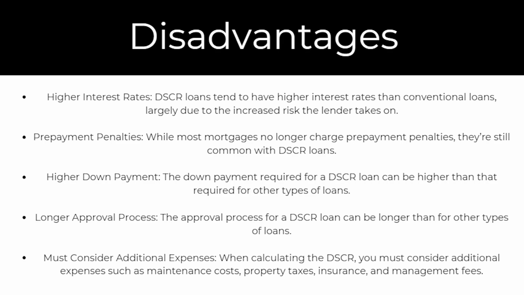So now that we know about the benefits, what are some of the main disadvantages? To start with, higher interest rates. DSCR loans tend to have higher interest rates than conventional loans, largely due to the increased risk the lender takes on. There's also prepayment penalties. While most mortgages no longer charge prepayment penalties, they're still quite common with DSCR loans. There could also be a higher down payment. The down payment required for a DSCR loan could be higher than what's required for other types of loans.